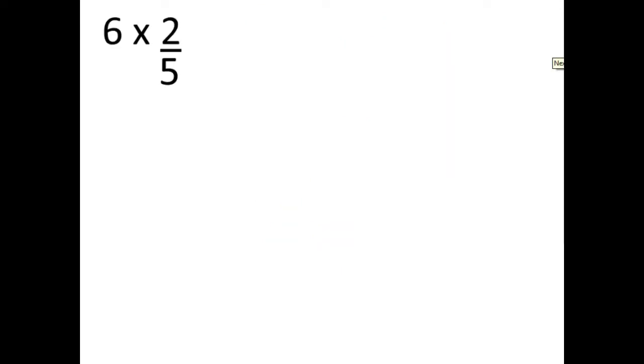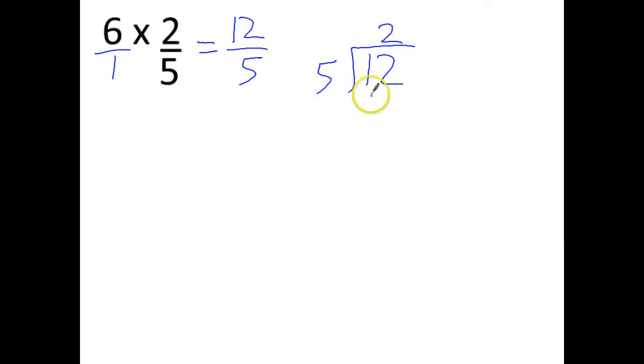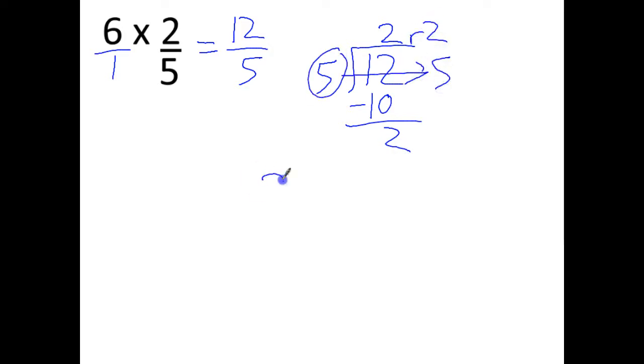6 times 2/5. Step 1, get my 1 in there. Top times top. Bottom times bottom. Divide what we got left. 12 divided by 5. 12/5. It goes in there 2 times. 2 times 5 is 10. When I subtract, I got a 2 left. So 2 remainder 2. And the 5 is my denominator. So 2 and 2/5.